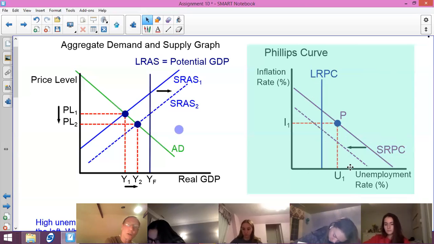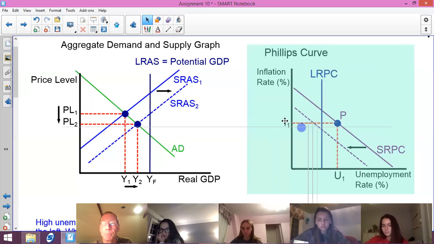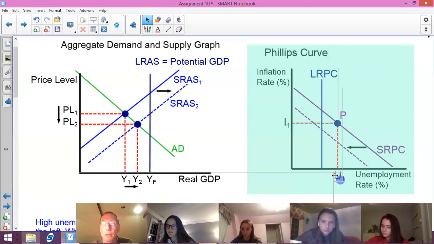So if you were actually doing this on a real exam, the only thing you would have to draw, very simply, would be this curve, this curve, and this curve, and then point P. You don't even have to do I1, I put that in there. You just have to show where U1 is, or whatever; they don't even have this label.